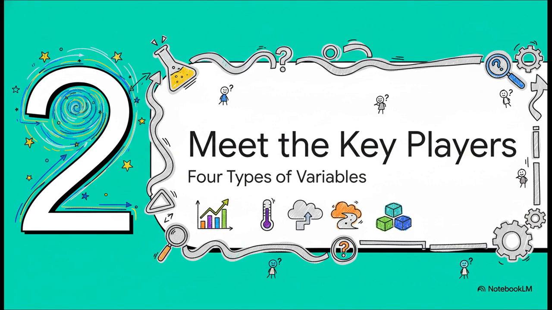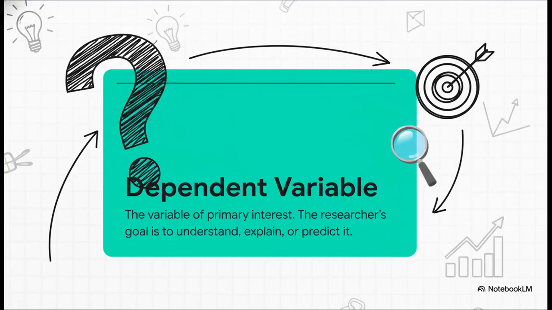Every good research story has a cast of characters, right? Well, in science, we call these characters variables. And they're called that simply because they're things that can change or vary. There are 4 main types we really need to get to know. First up, we have the star of the show, the dependent variable. This is the main event, the big outcome we're trying to explain or predict. It's the central mystery we're trying to solve.